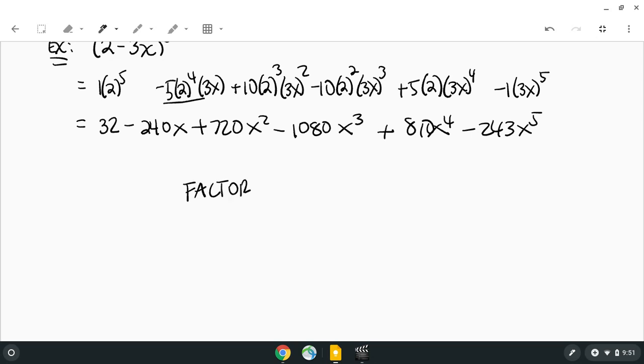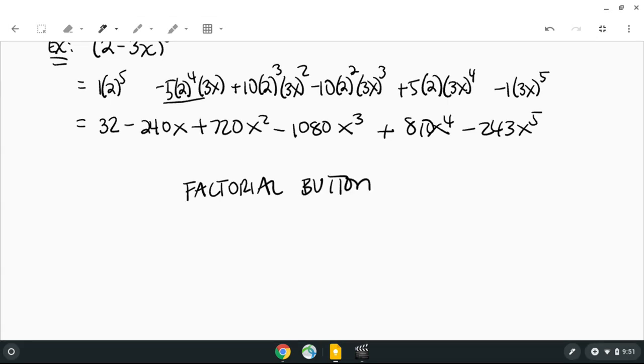So for the next lesson, the factorial button on your calculator looks like this. And let's see, what else will you need? Then I'll show you the formulas for the binomial theorem and expansion and finding a particular term in a binomial expansion. All right, so that's about it.